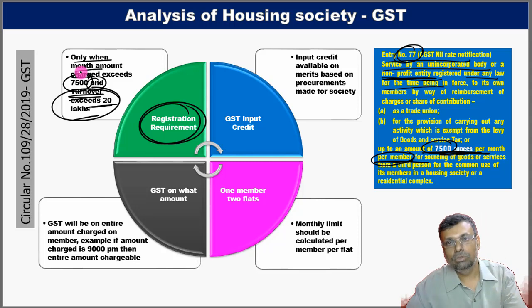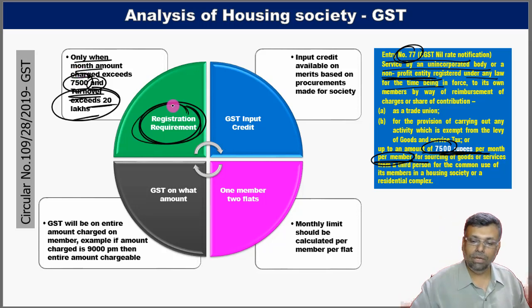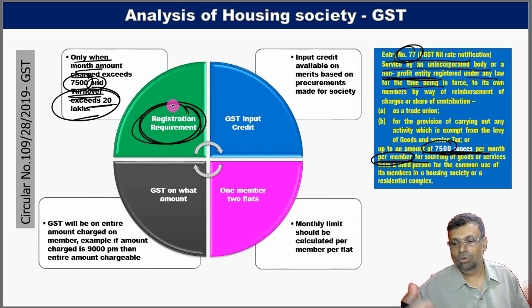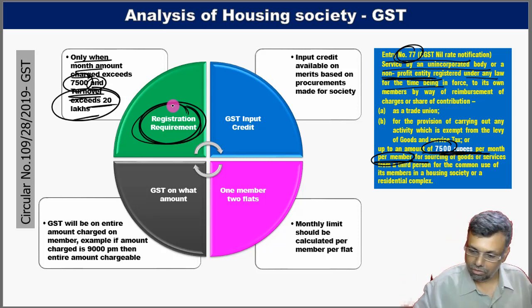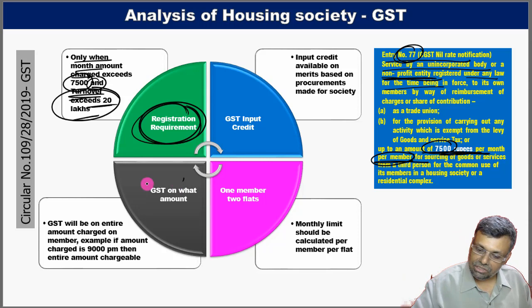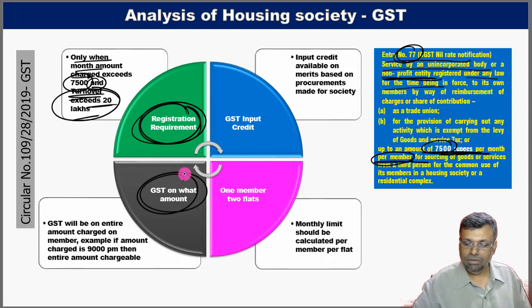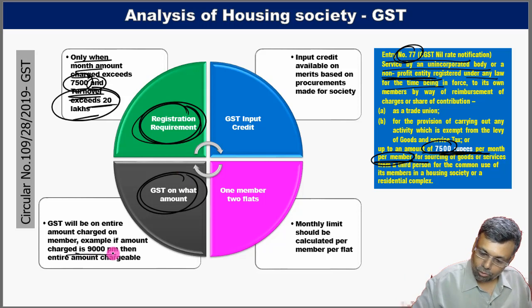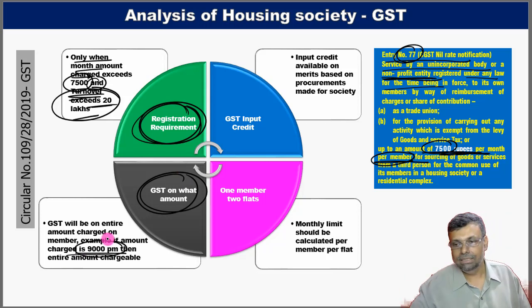Per member per month should have crossed the limit, and at the same time you should have also crossed the 20 lakh rupees limit. Only then will registration be required. If you are not crossing any one of the limits, then you are not going to be subjected to the GST burden when it comes to the housing society. Secondly, if GST is applicable, it will be applicable on the entire amount. Suppose you are charging 9,000 rupees per month, and of course you are crossing the annual limit of 20 lakhs of rupees also.